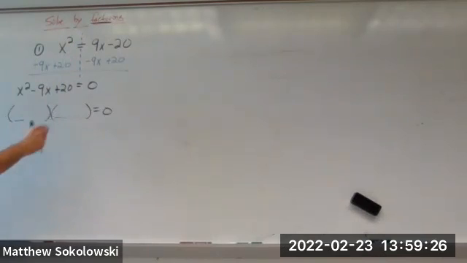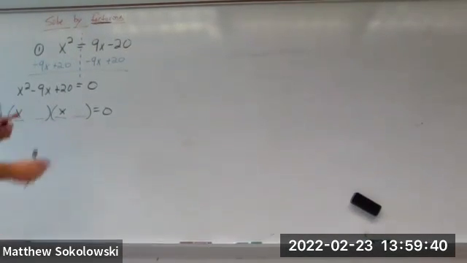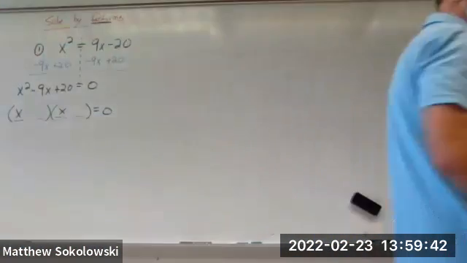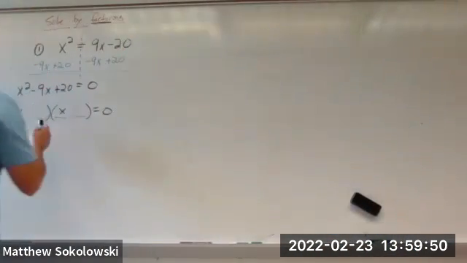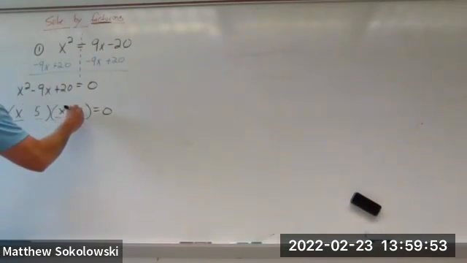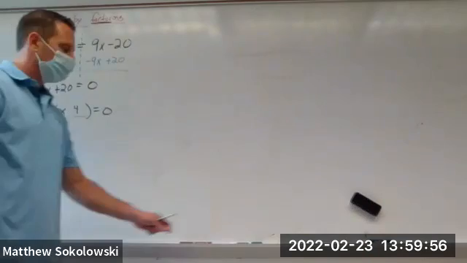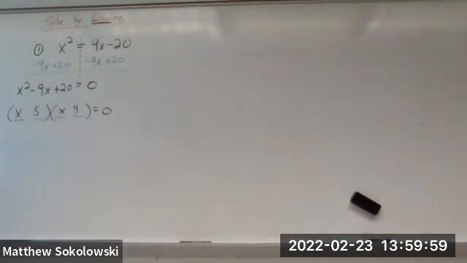What goes here and here? X and X. What goes here and here? Yeah, numbers that multiply to be what? 20. So give me a guess, Dario, what multiplies to be 20? 5 and 4. All right, you want to do a 5 and a 4? What do you want your signs to be? Negative? Let's check. So a -5 and a -4. Now we check.